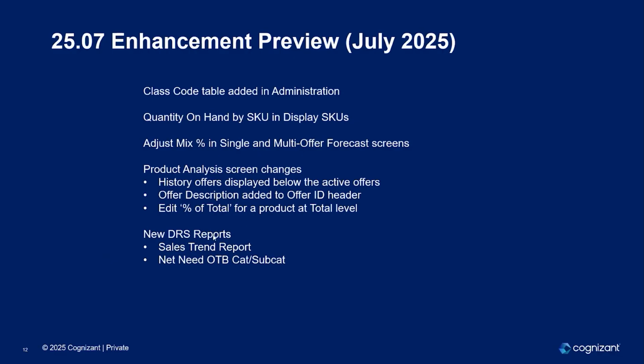And then two new DRS reports. We're always looking for enhancements with reporting, so we'll have a sales trend report as well as a net need open to buy at the category as well as the subcategory level. Again, these are just some call outs, some key ones that will be introduced, but we do have a full release that will be in July, and we'll share more details on that closer to the time.